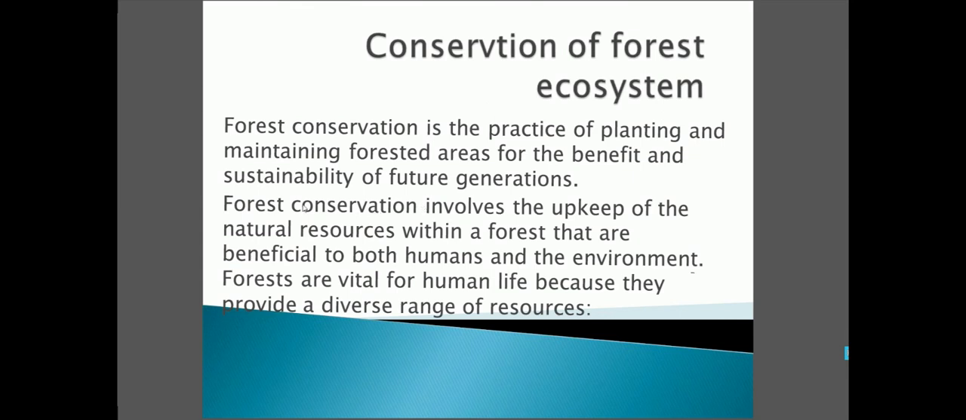Forest conservation, what could be involved in it? Forest conservation involves the upkeep of natural resources. It maintains the natural resources within the forest that are beneficial for both humans and the environment. Forests are very vital for human life because they provide a diverse range of resources.